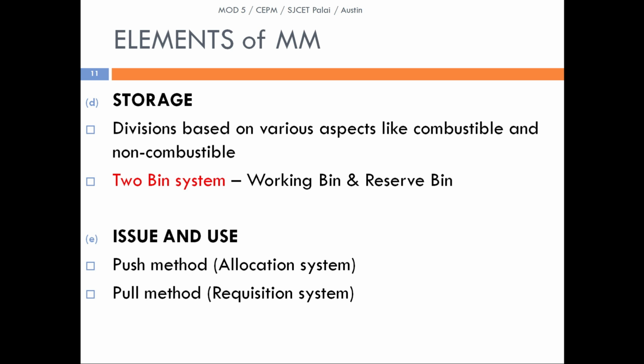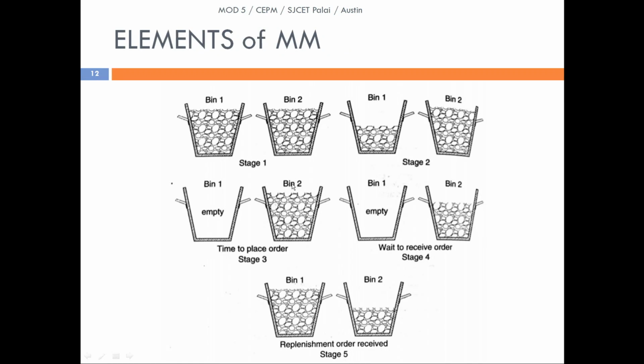The fourth one is storage. We have collected the materials, received the receipt, and randomly checked the materials till now. The next step is to store these materials properly and efficiently within the warehouse or within the production unit. So it should be categorized based upon many factors. The basic ones can be whether the material is combustible or non-combustible. Usually we follow a two bin system known as the working bin and the reserve bin, and here we could see that it is being illustrated in 5 stages.